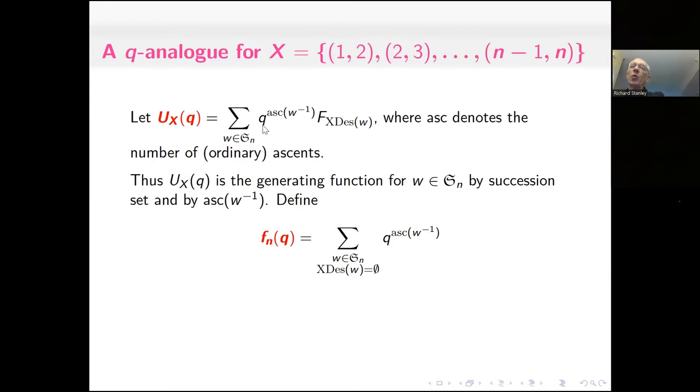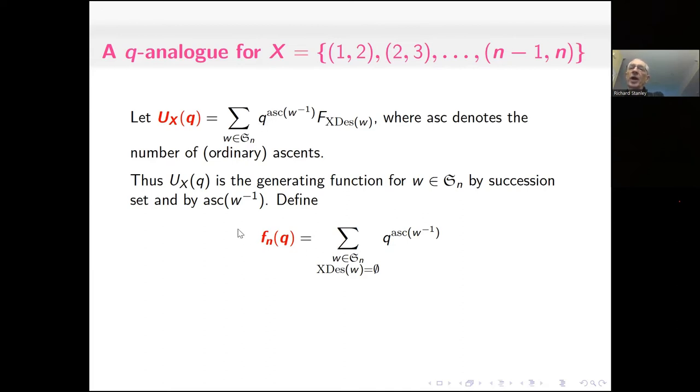Now it turns out the correct power of q to put in here gives you a nice q-analog. If q were one, we would just be getting U_X, the number of ascents of w inverse. At least that's the correct q-analog for this particular set X. In general, well, the q-analogs are pretty subtle. And most of the time, there is no nice q-analog. You're not going to get a symmetric function.